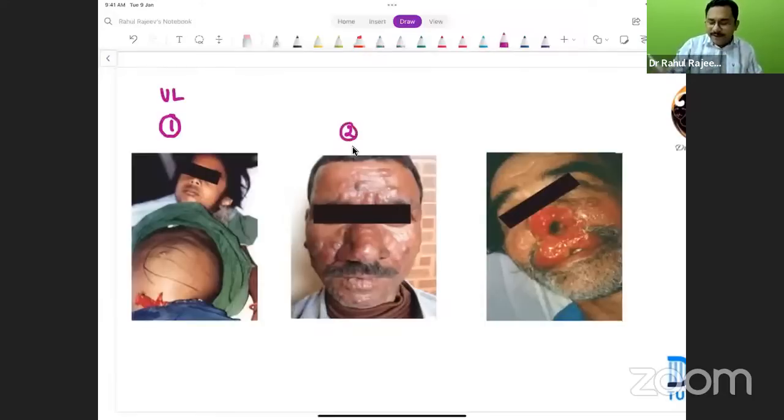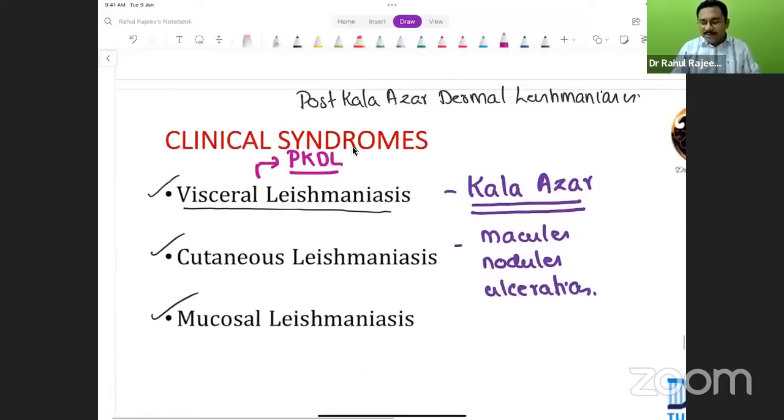And you can see in the face, there are certain nodules in the second picture. This is a cutaneous leishmaniasis. Third, you can see extensive mucosal involvement. This is a mucosal leishmaniasis. So you see how diverse the spectrum of manifestation is. Now, what do you think is the most common one?